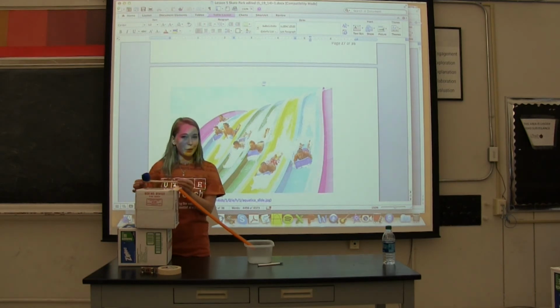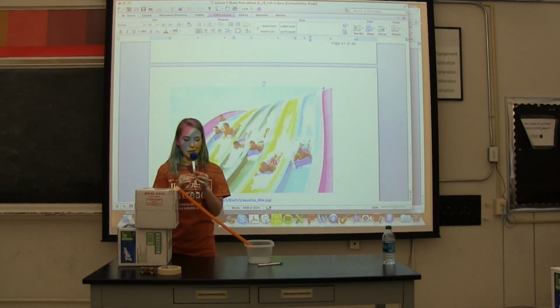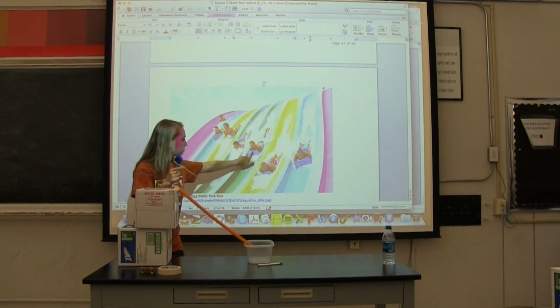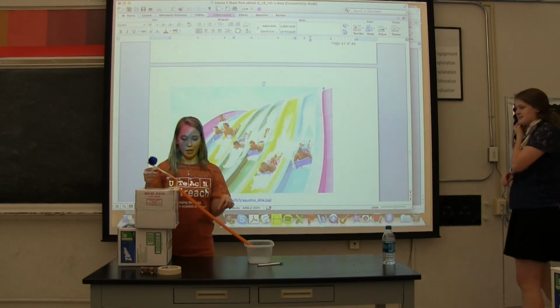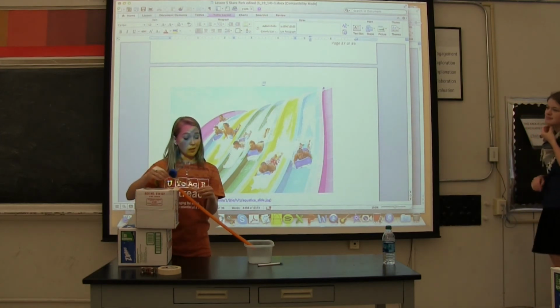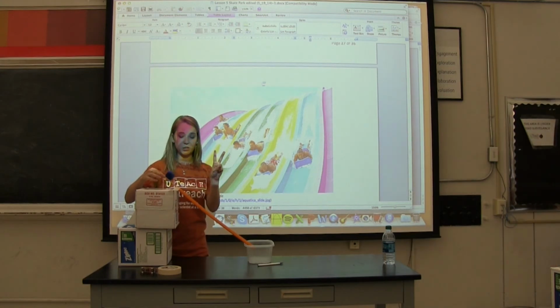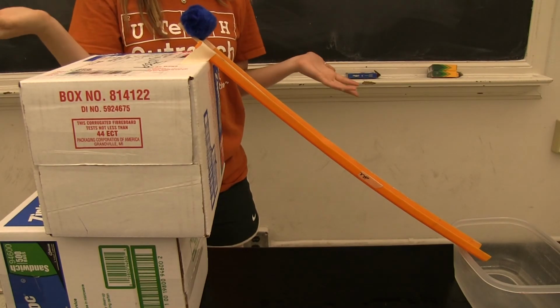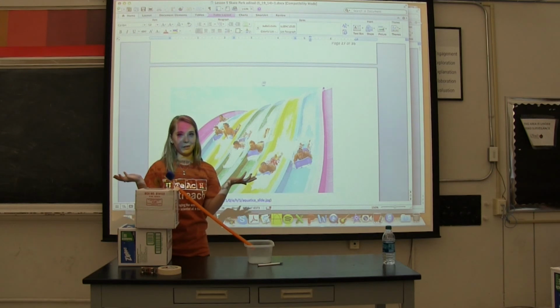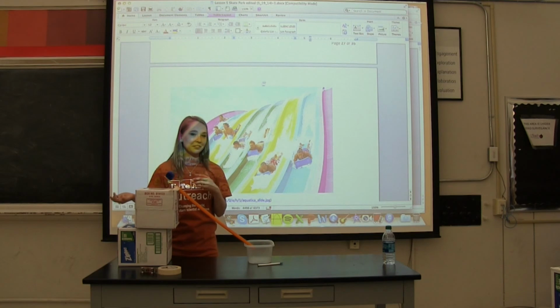Since we don't have a slide big enough to fit actual people, we made a person. This is our person, and he's on his little slide just like these people. And this is our water slide. So this is what it looks like without water. Okay, ready? I'm going to let him go. 1, 2, 3. What happened? Nothing. He got stuck. He didn't go anywhere. That's not a very fun ride.